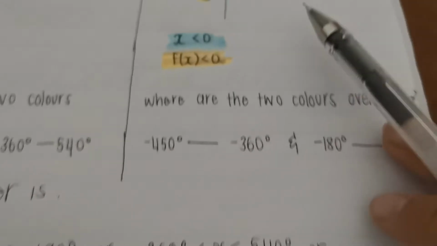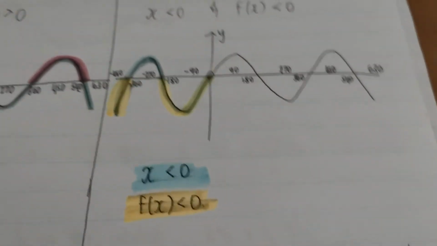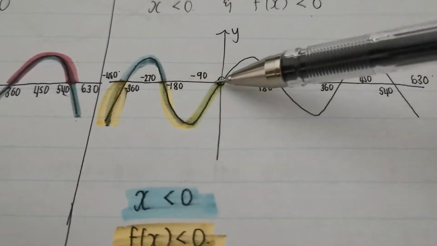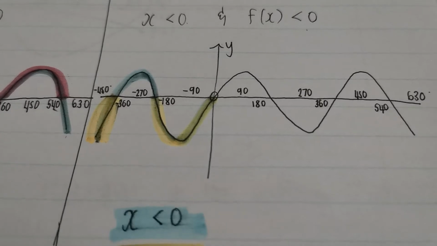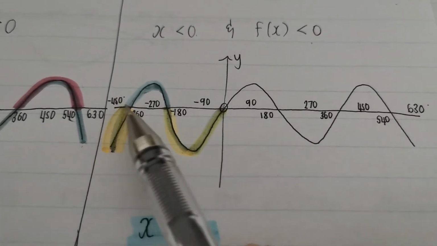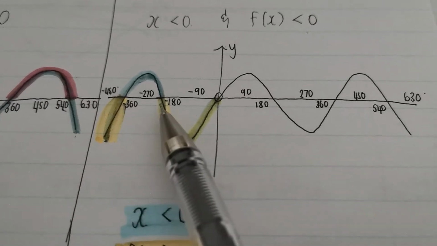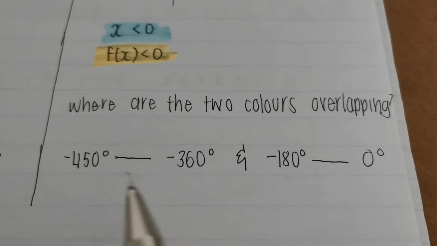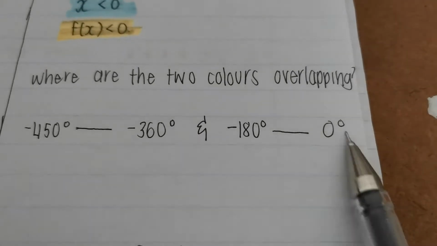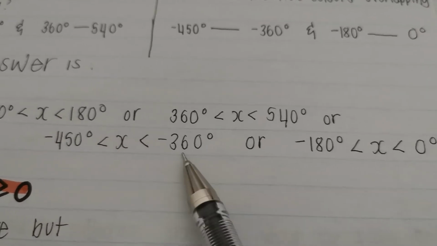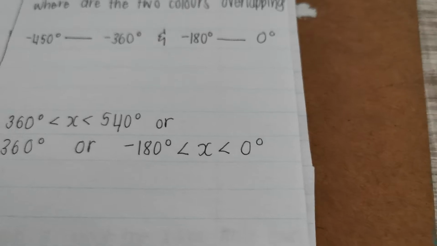All right. For this option over here, where are they overlapping? Can you see over here it's overlapping and over here it's overlapping. It basically created a new color. So that means between negative 450 and negative 360, and then again from negative 180 to 0. We need to write it out as an inequality: negative 450 to negative 360, and the other one negative 180 to 0.